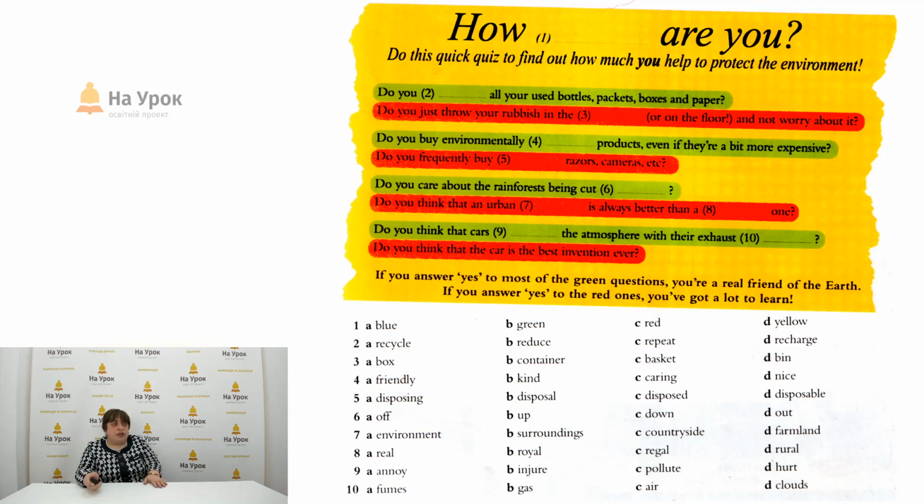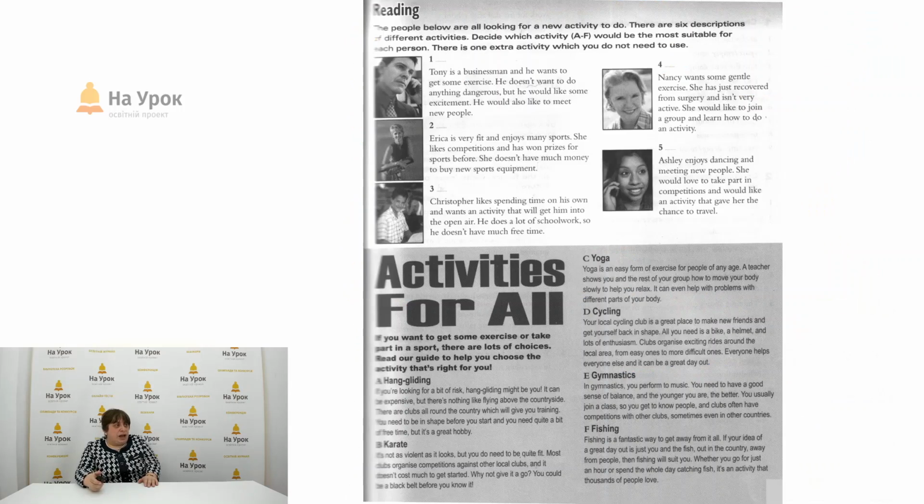So students have to choose the correct word from the variants. Then sport activities. The people below are all looking for a new activity to do. There are 6 descriptions of different activities. Decide which activity from A to F would be the most suitable for each person. There is one extra activity which you do not need to use.